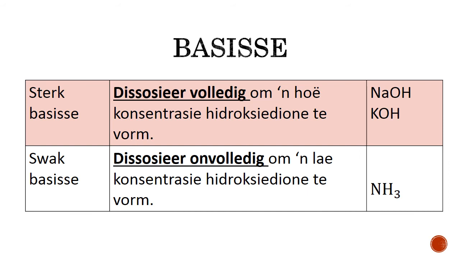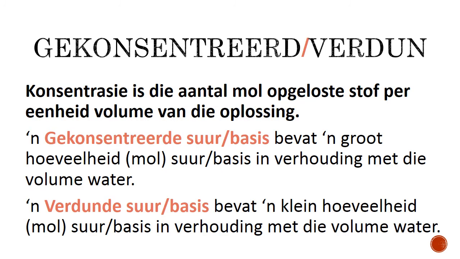basisse kan ook as sterk of swak geklassifiseer word. 'n Sterk basis dissosieer volledig om 'n hoë konsentrasie hidroksied-ione te vorm. Byvoorbeeld natriumhidroksied en kaliumhidroksied. Swak basisse dissosieer onvolledig om 'n lae konsentrasie hidroksied-ione te vorm. Byvoorbeeld ammoniak, kalsiumkarbonaat ensovoorts. Nou verder moet julle kan onderskei tussen gekonsentreerde en verdunde sure en basisse.